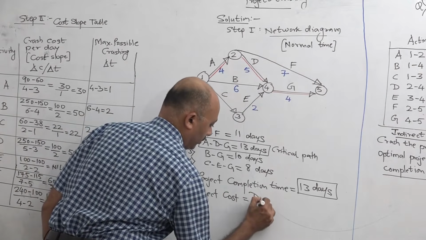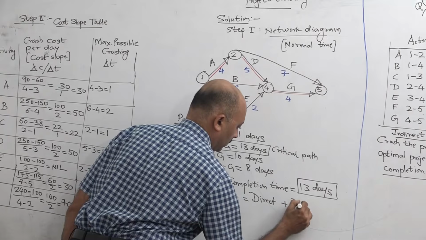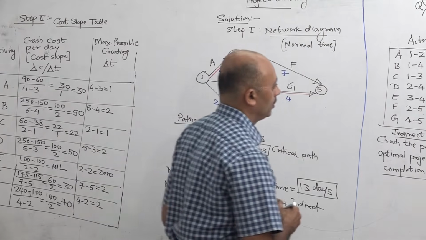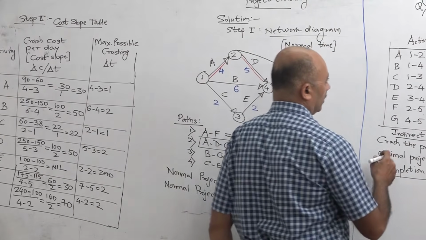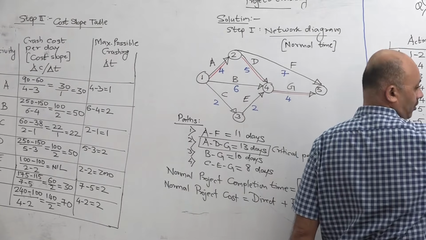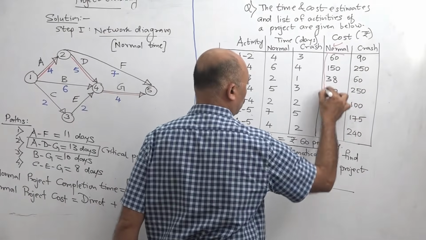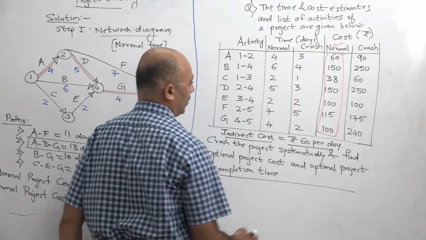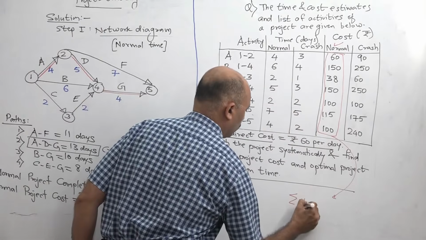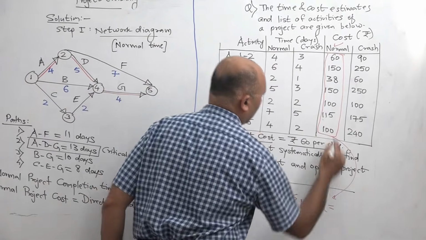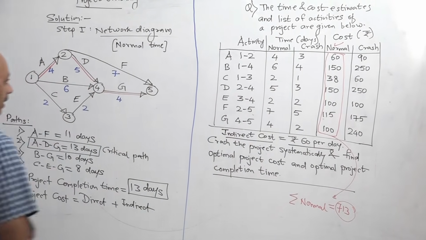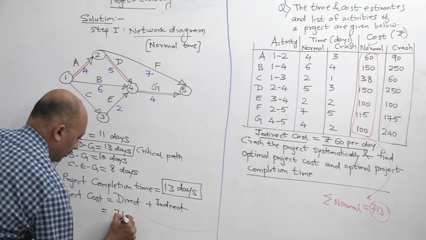That is equal to direct cost plus indirect cost. Now for the direct cost, we should refer to the original cost data. If you see the table in the question, this is the normal cost. These are all direct cost only under normal conditions and under crashing conditions. So under normal conditions, the direct cost of each activity is given, and when we add the summation of all these normal costs, you will get a total of 713. So we can say that our direct cost is rupees 713.